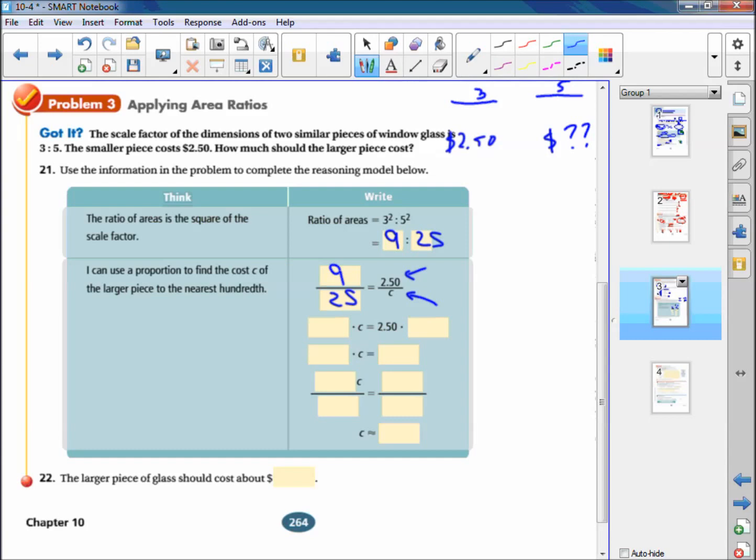Okay. Then we're going to do our cross products. So this will be 9C equals 250 times 25. And then we'll just do multiplying. So 25 times 250 will give us 6250. And then we're going to divide both sides by 9. So 6250 divided by 9 is about 694. So that would be the cost of the bigger glass. So the large piece of glass should cost about $6.94 if the cost is in proportion.